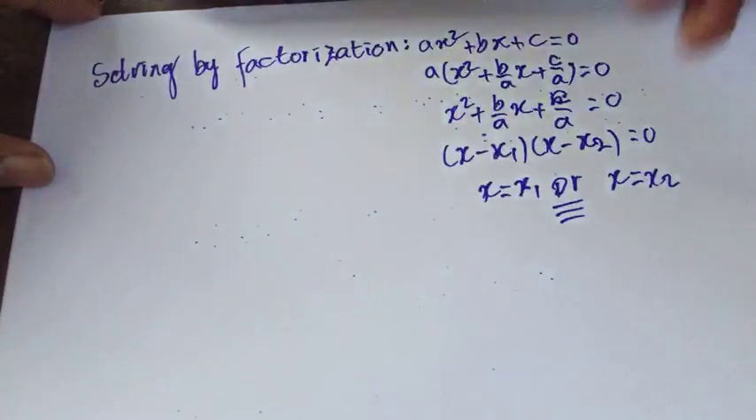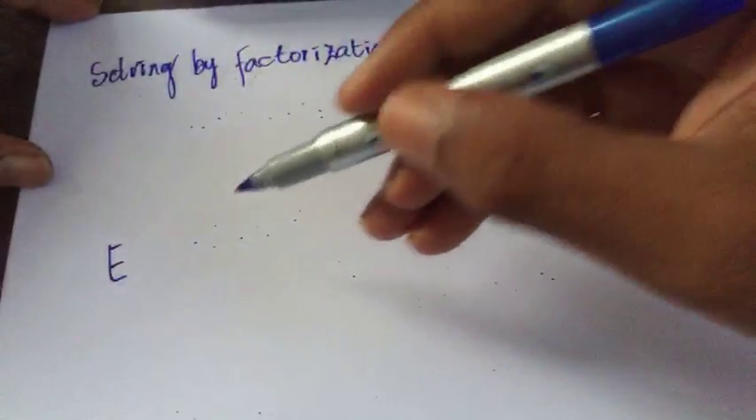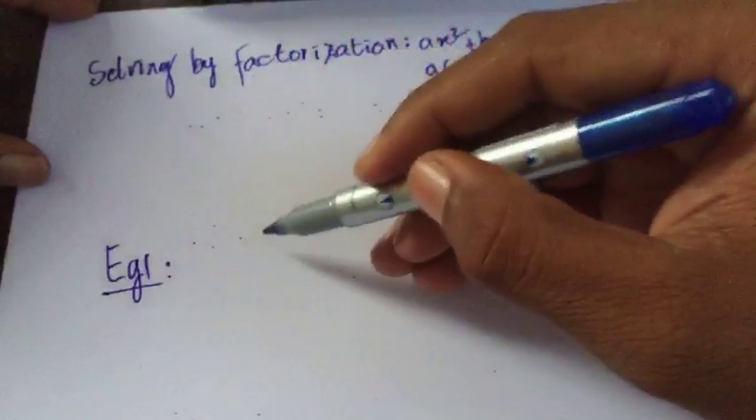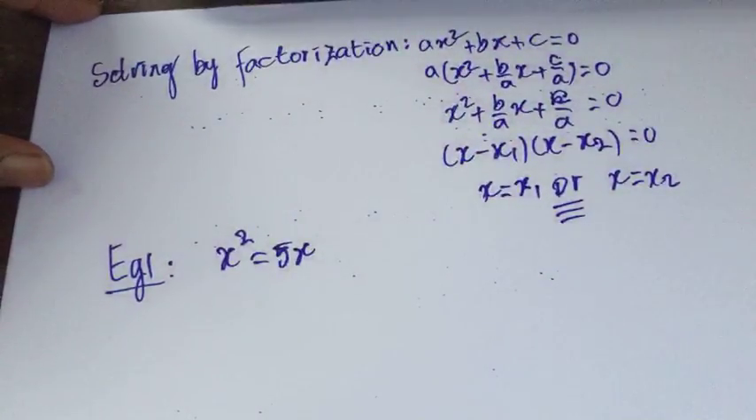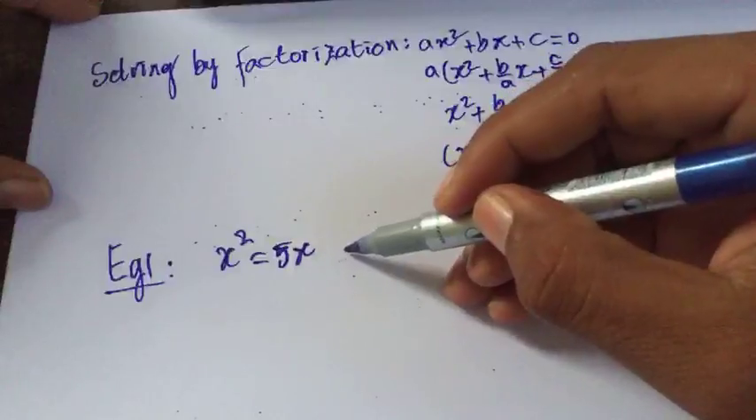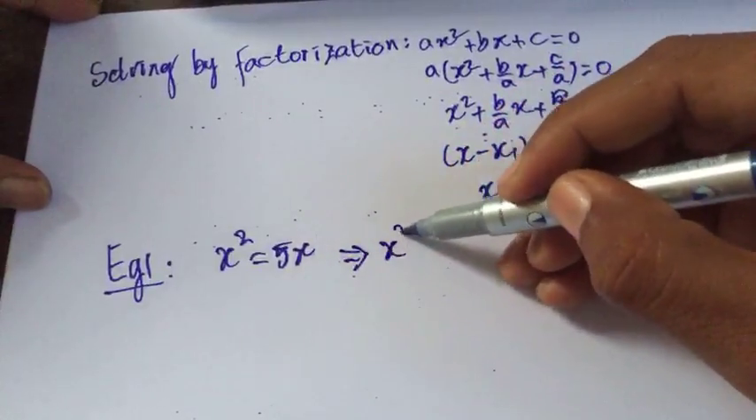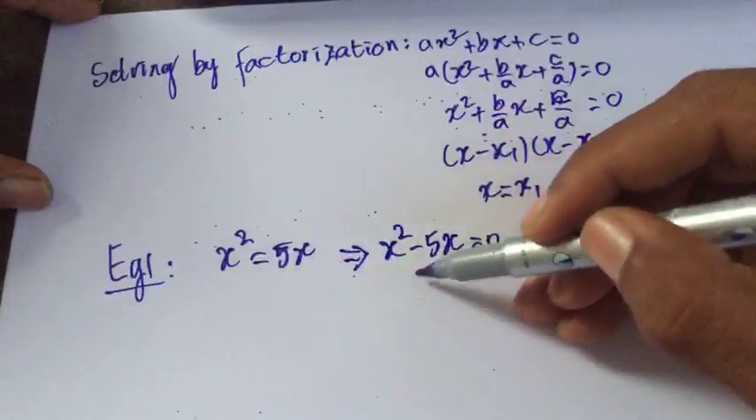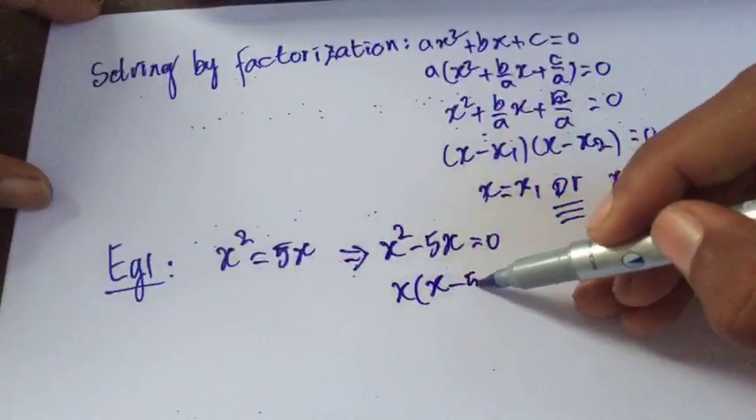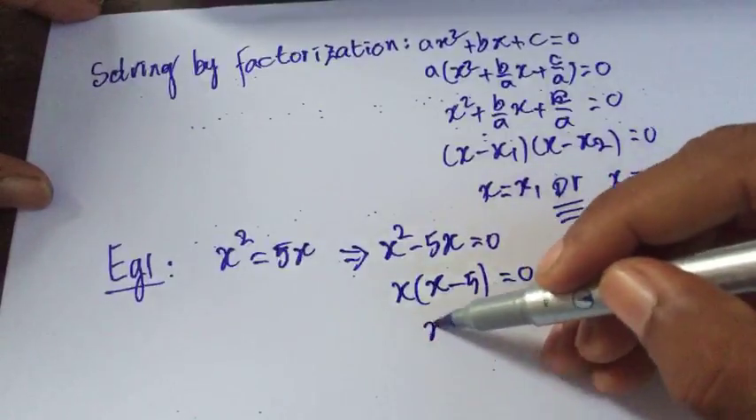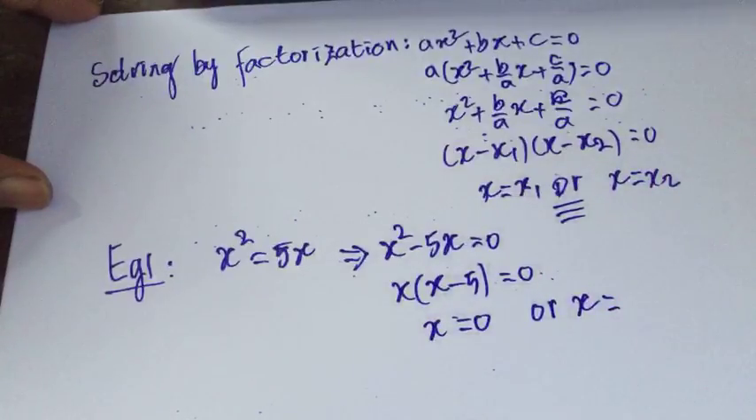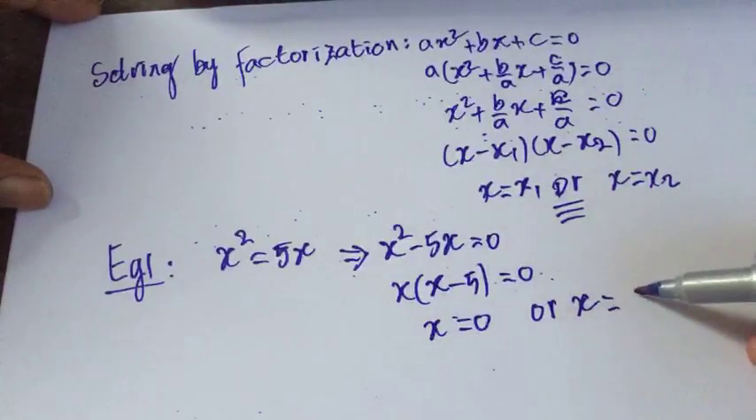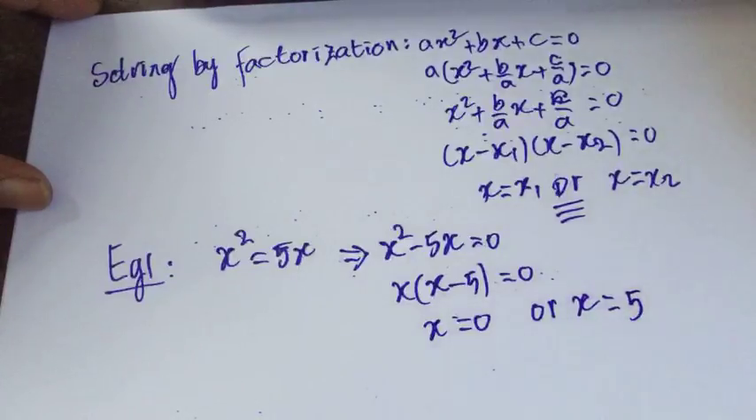Now I introduce one more: x squared equals 5x. We can write it as x squared minus 5x equals 0, and then factorize it: x(x minus 5) equals 0. So x equals 0, or x minus 5 equals 0, and then x equals 5. That is how we solve it.